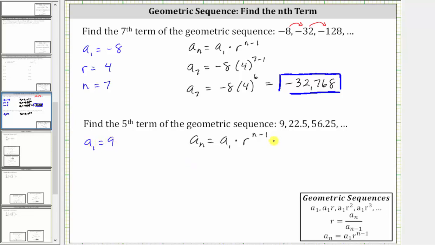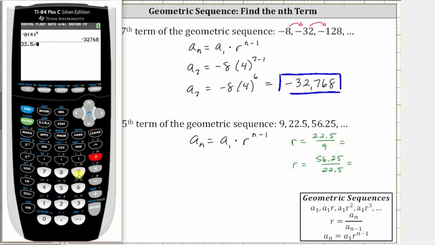For this sequence, it's much more difficult to determine the common ratio r, and therefore we will use the formula. So if we start with the second term, we can say the common ratio r is equal to 22.5 divided by 9. If we started with the third term, the common ratio r would be equal to 56.25 divided by the previous term of 22.5. Let's check both of these quotients.